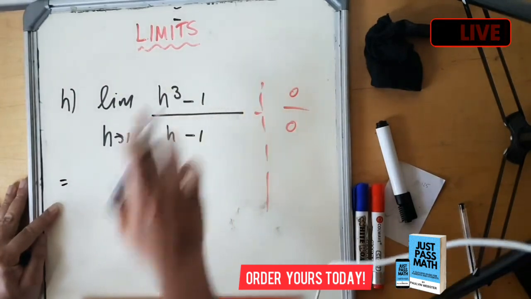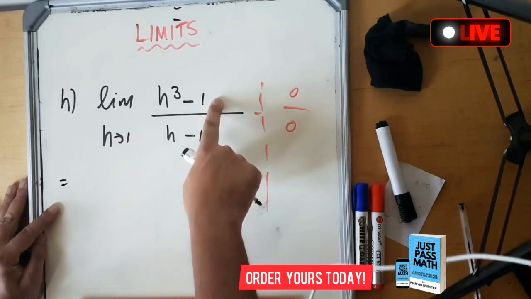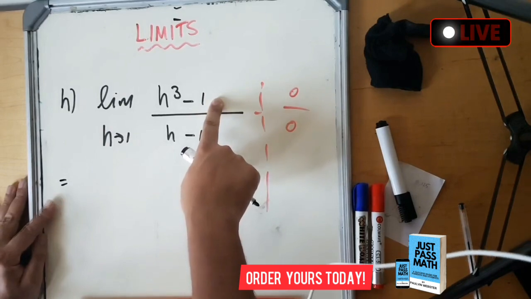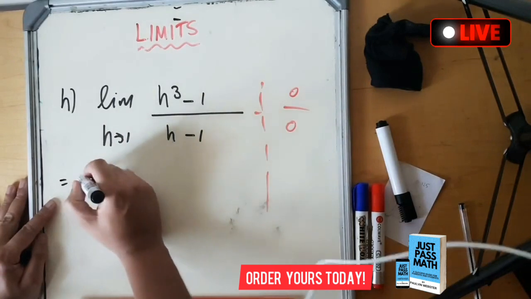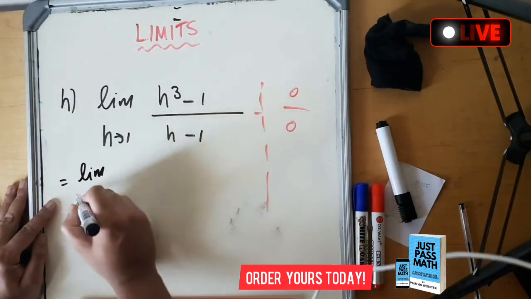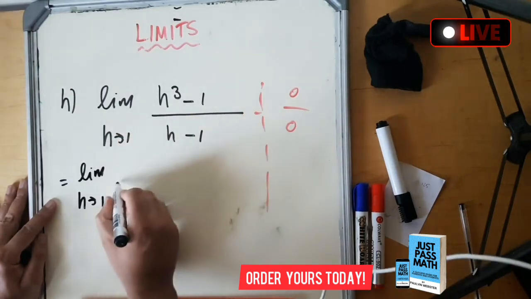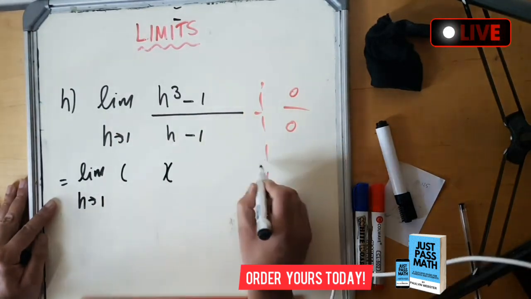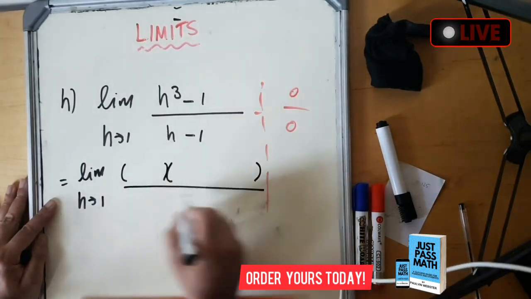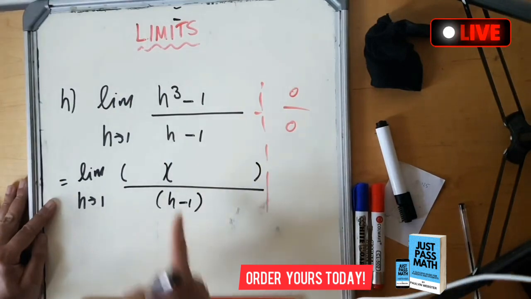So this is grade 10 factorization that you've learned, the difference between two cubes. So we still write that down. It's the limit as h tends towards 1, and here on top I'm going to have a small bracket, as you know, and a big one. At the bottom obviously this is going to remain the same, so it's h minus 1.